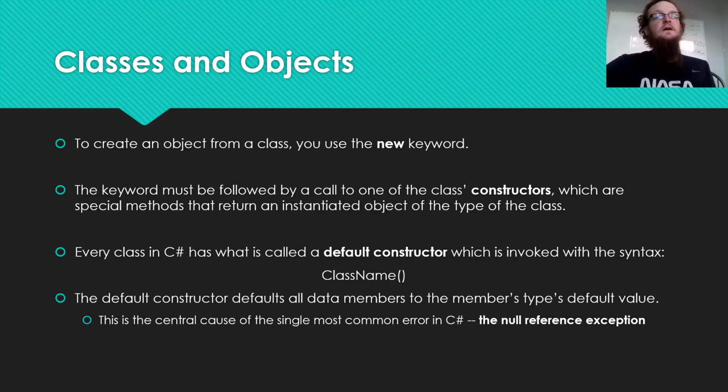So the default constructor goes through all of the data members. It goes through each of the fields and each of the properties, and it makes sure that the backing fields of all properties or all fields are filled in with their default value. Nullable types have a default value of null. Integers have a default value of 0. There's a huge table that you can look up that will tell you the default value of all the primitive types.